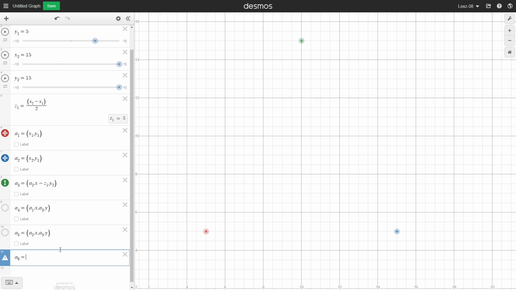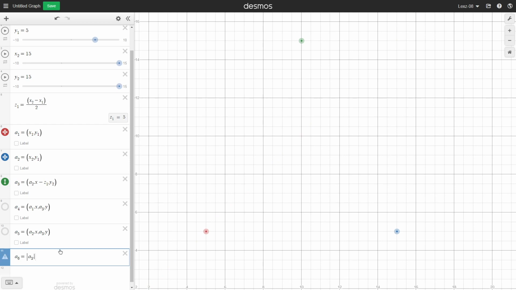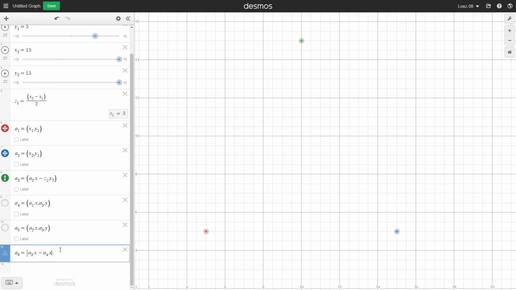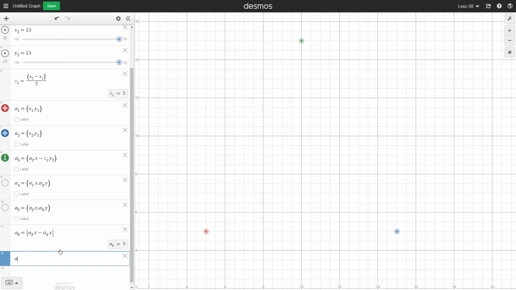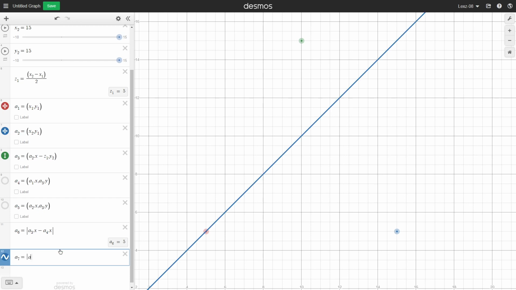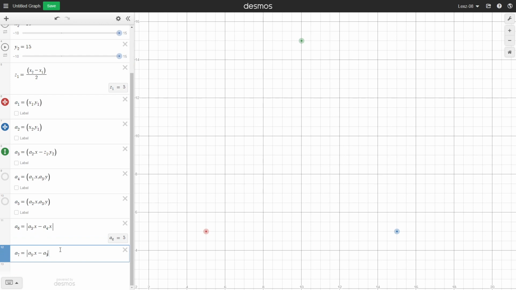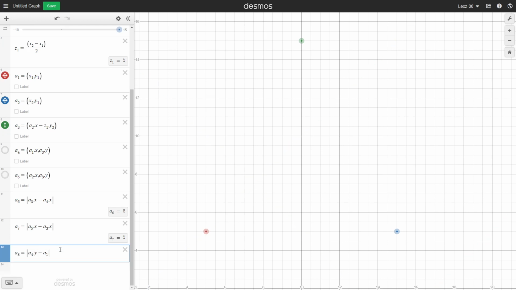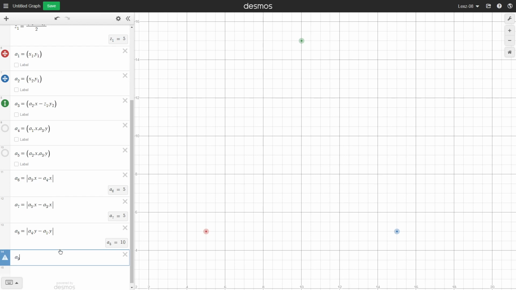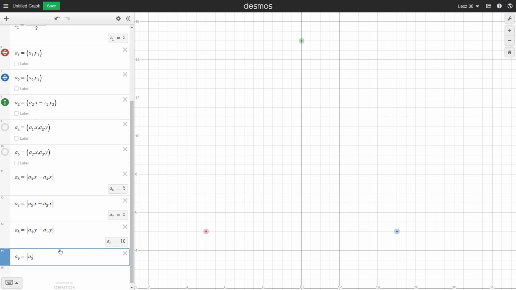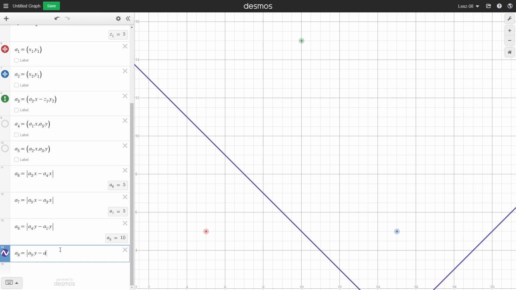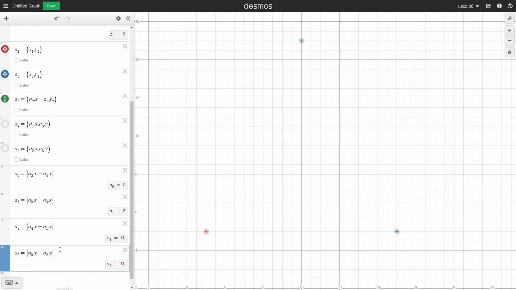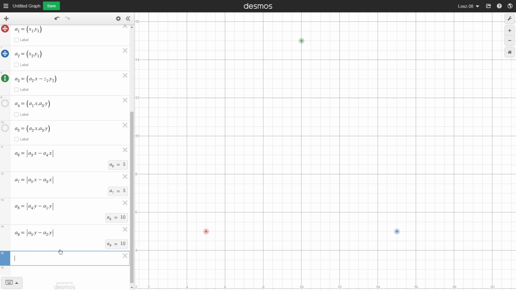So A6 is equal to the absolute value of A3 dot X minus A4 dot X. And then A7 is equal to the absolute value of A5 dot X minus A3 dot X. A8 is equal to the absolute value of A4 dot Y minus A1 dot Y. And then A9 is equal to the absolute value of A5 dot Y minus A2 dot Y. And I'm not doing any special keybinds to do this. I'm just typing a number after the variable, and that's how I'm numbering all of them.